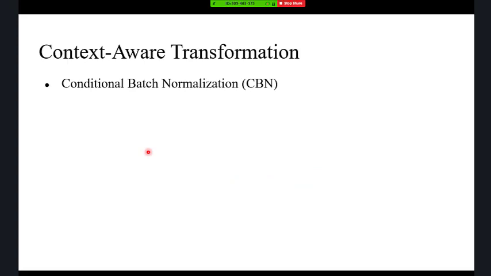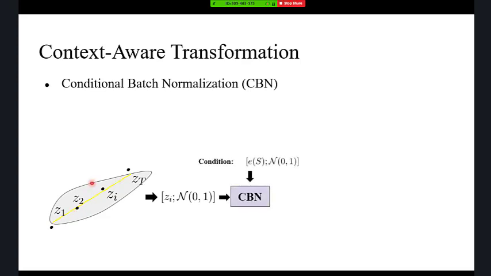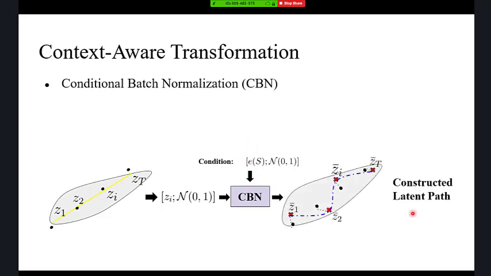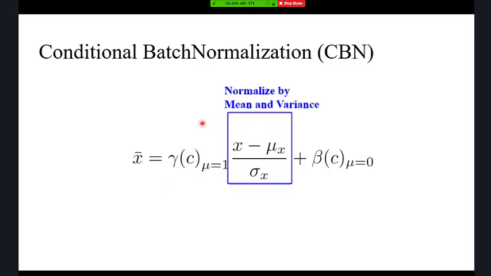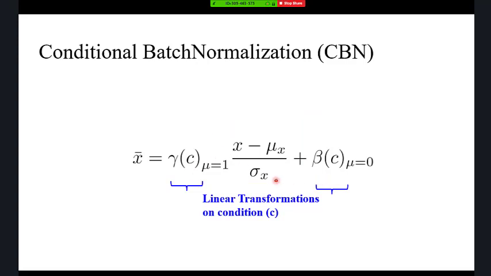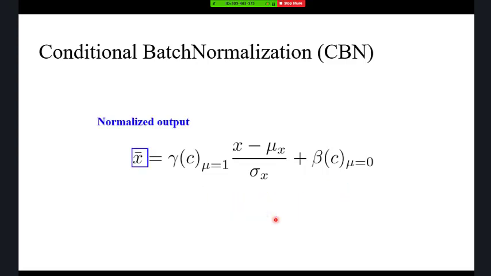So, as a context-aware transformation, we use conditional batch normalization. We pass the latent points to a CBN, or conditional batch normalization, where the condition is the encoded sentence. And it gives us the final constructed latent path. So this is the general formulation of conditional batch normalization where X is input and C is the condition. First, we normalize the input with its mean and variance. And then we scale and shift it with two functions named lambda and beta. These two functions are linear transformations on the condition C, which is basically text in our case. And it gives us the final normalized output, which is X bar.